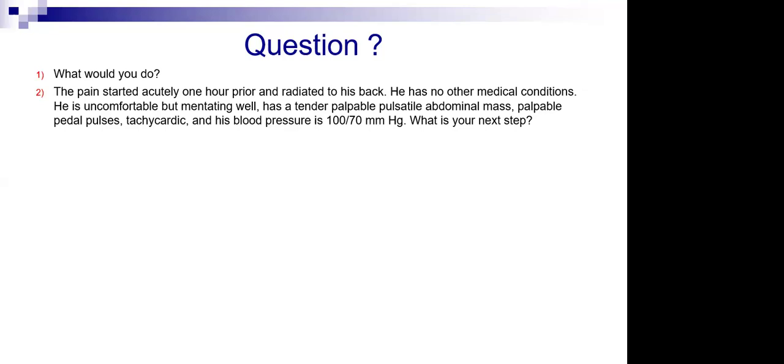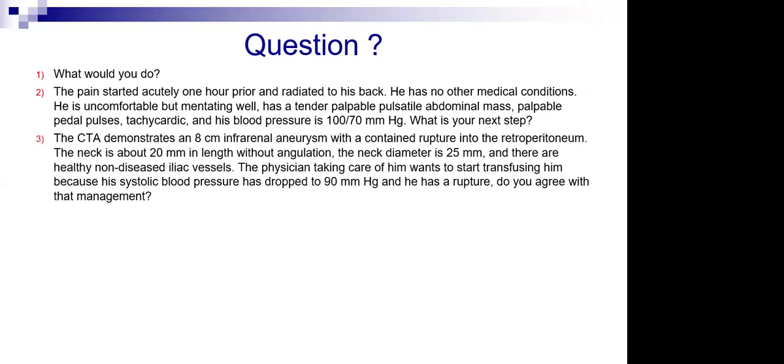I'll start by placing large bore IV access. I will send routine labs, CBC, U&E, and type and screen for blood. And then I will get a CT angio of the chest, abdomen and pelvis. Good. Because he's stable, right? Okay, CT angio.